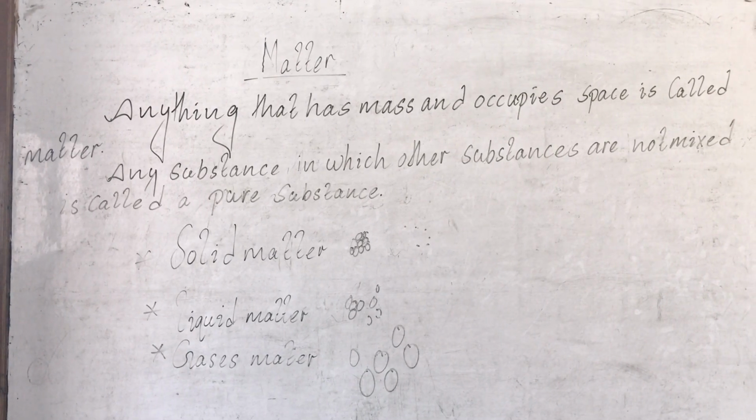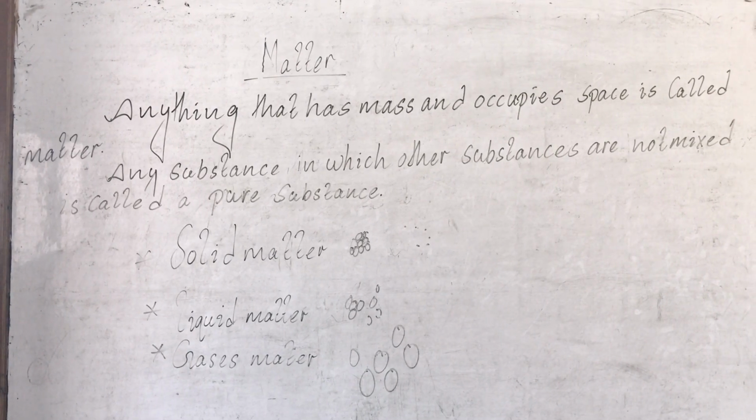It is in a gas form that we cannot see. Why we cannot see it? Because the molecules of the gases are far from each other. You can see they are far from each other. So whenever we see through our eyes, we cannot see these molecules. That's why you cannot see gas properly.